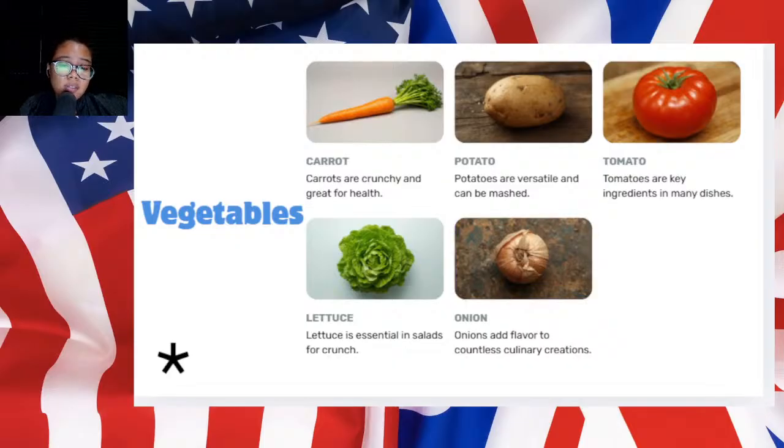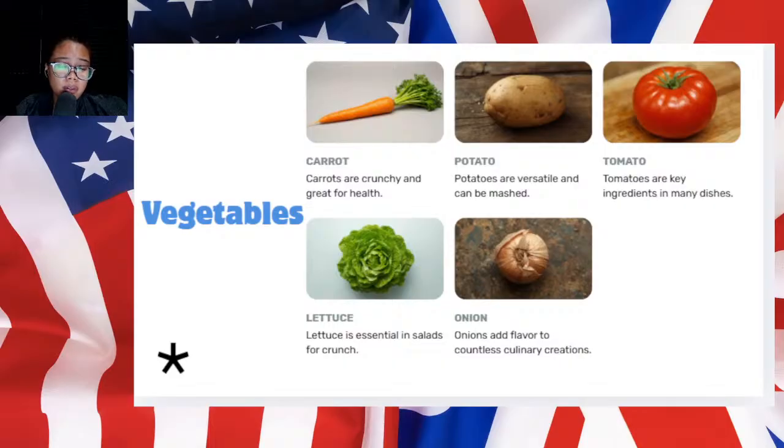Now, the onion is a vegetable that, as we know, adds flavor to countless culinary creations. An onion is a bulb, which is a round part of the plant that grows just below the surface of the soil. It is made of many thin layers wrapped tightly across each other. Onions have a very strong smell and sharp taste when they are raw.